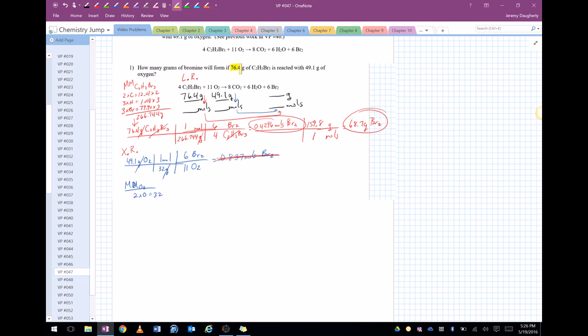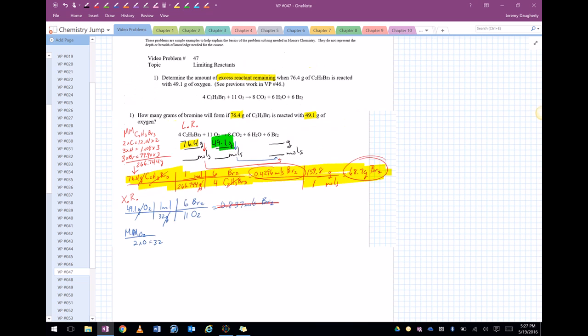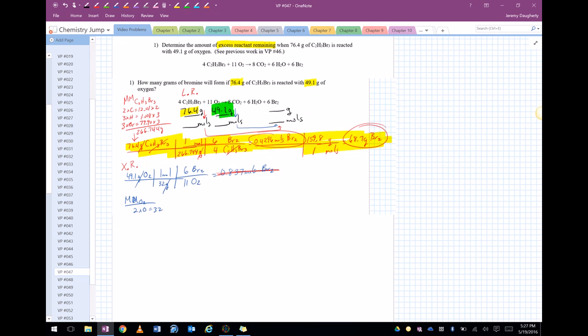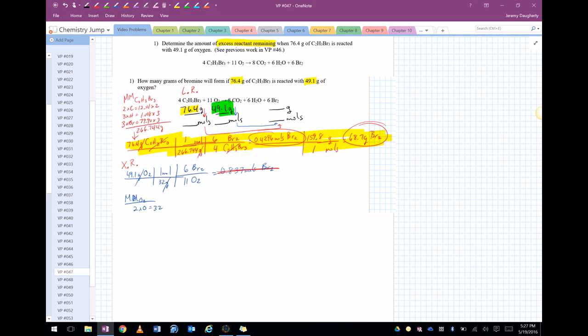So 76.4 grams, 49.1 grams. What we did was we found the limiting reactant right here. We said that the limiting reactant was the C2H3Br3. And now what we want to know is how much of this excess is remaining. Determine the amount of excess remaining. So we know that we run out of C2H3Br3, and what we're trying to figure out is how many grams of oxygen we have left over when I run out of that C2H3Br3.